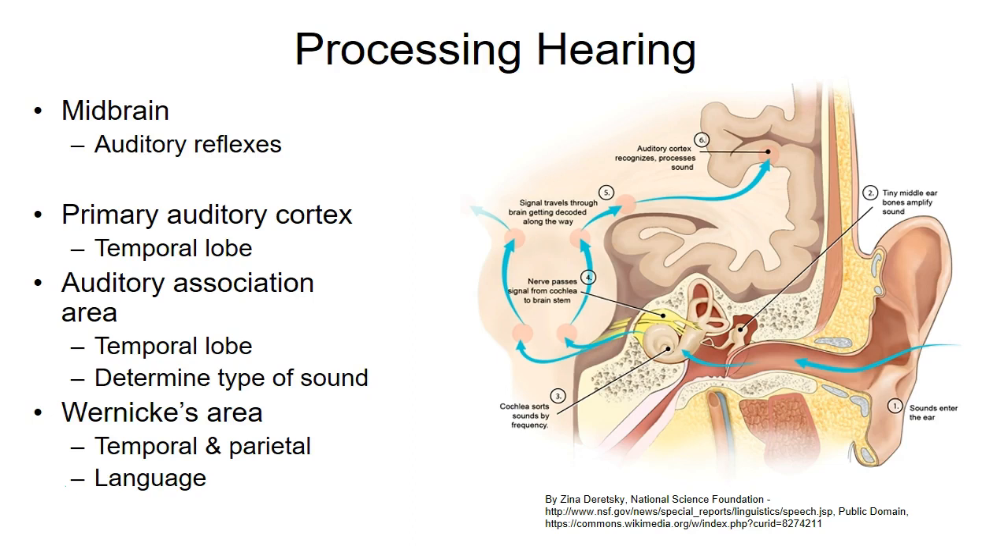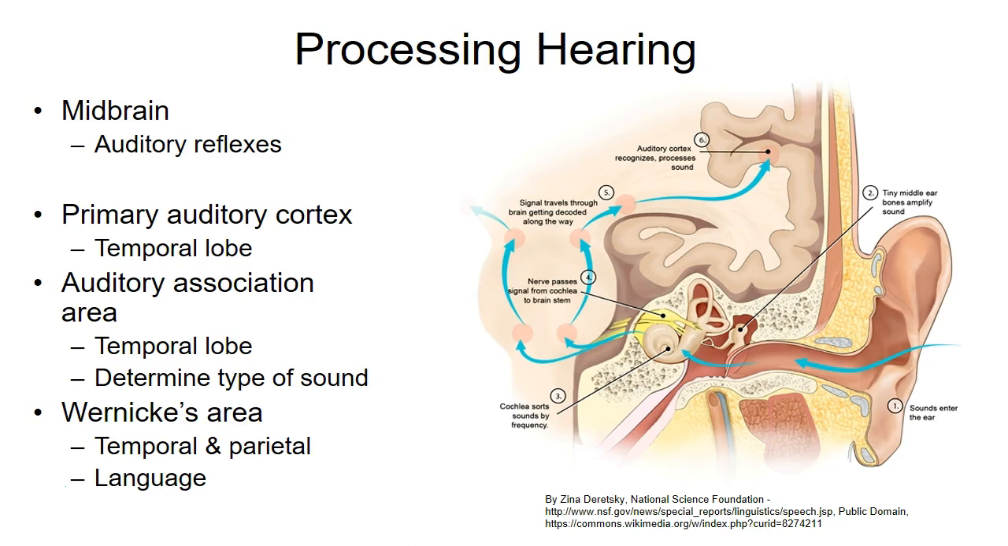Association, right, is involved with what? What words do we usually use for defining what an association sensory area is? Interpret, identify, right? So here, that's what's happening here. Now, some parts are actually going to the midbrain for reflexes, right? So there's reflexes in the midbrain.